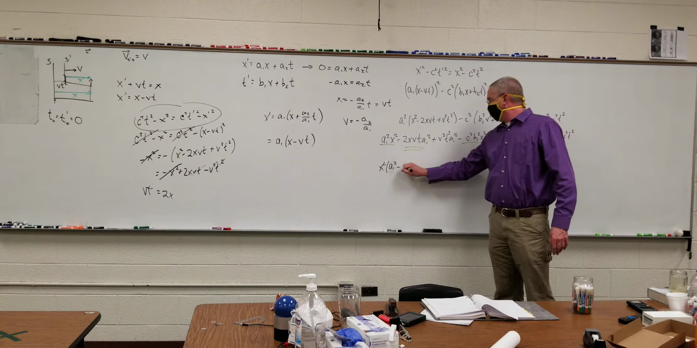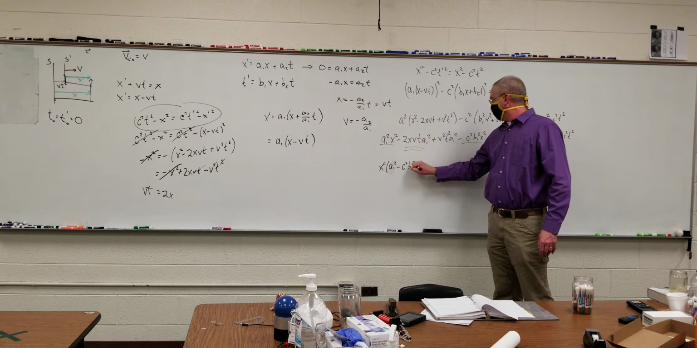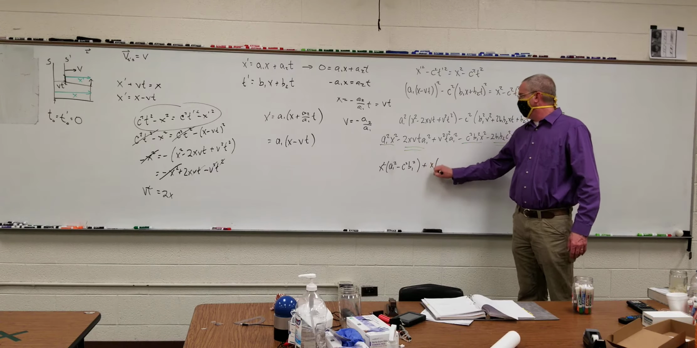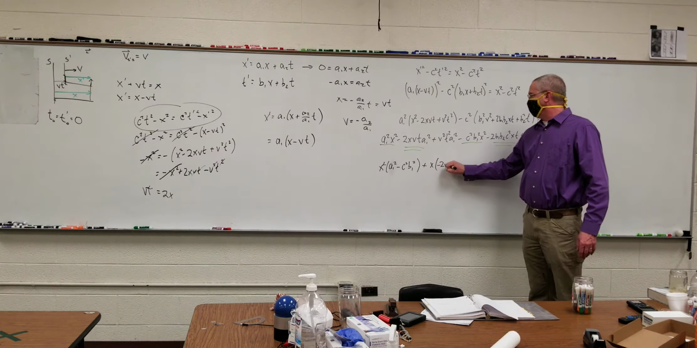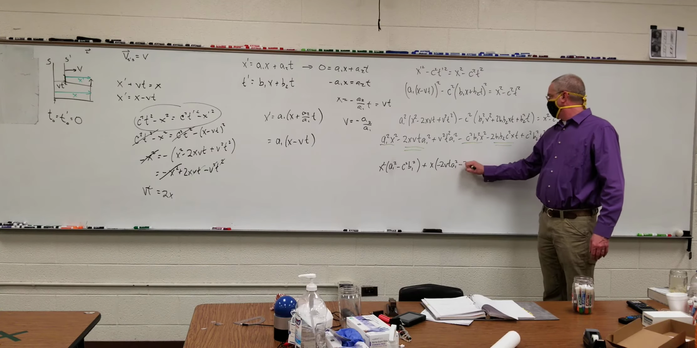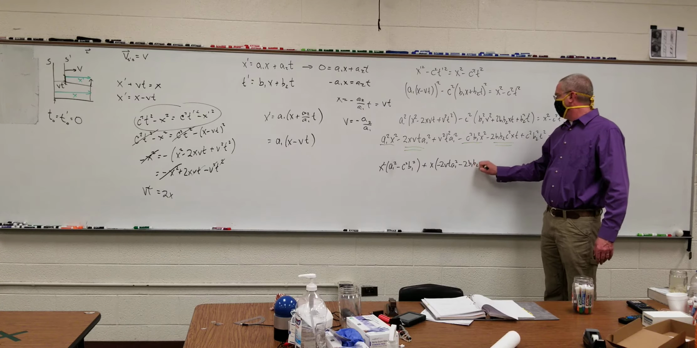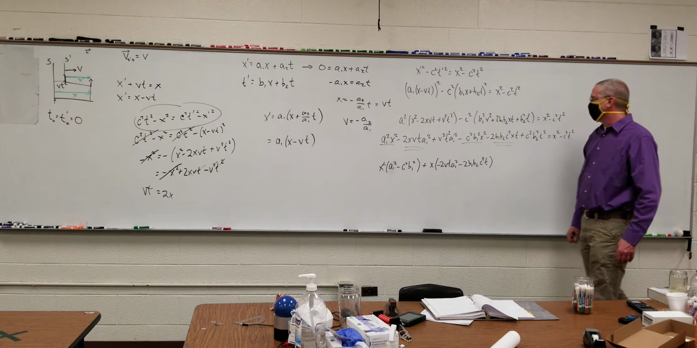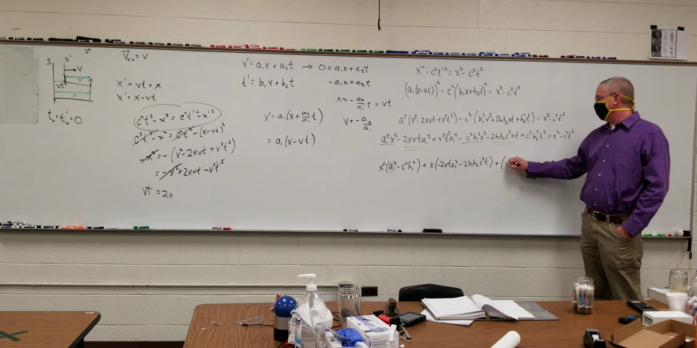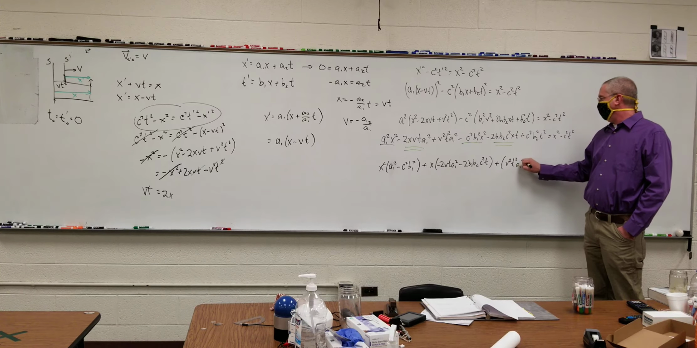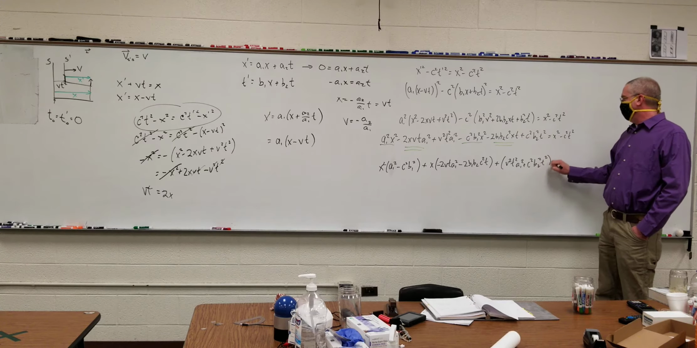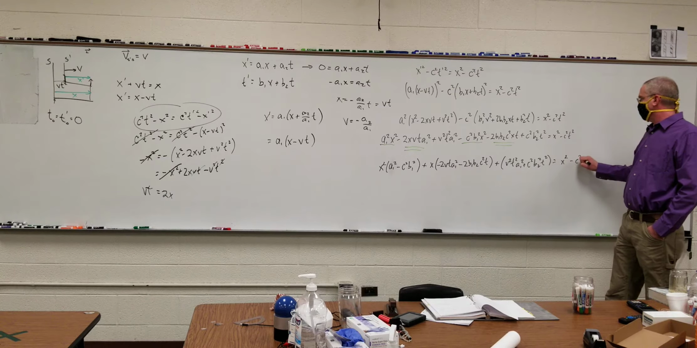Minus c squared b1 squared, plus x times negative 2 vt a1 squared minus 2 b1 b2 c squared t, plus, and then the other two terms, v squared t squared a1 squared plus c squared b2 squared t squared, is equal to x squared minus c squared t squared.